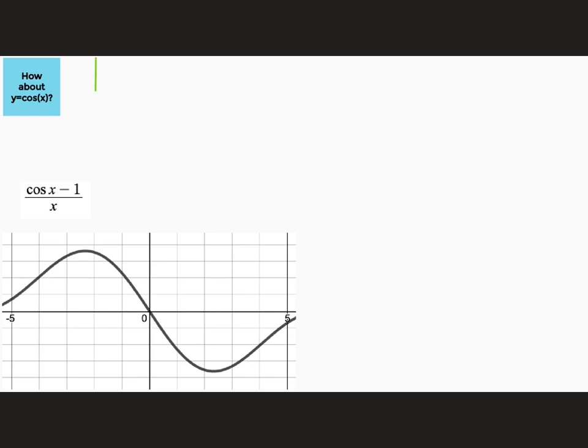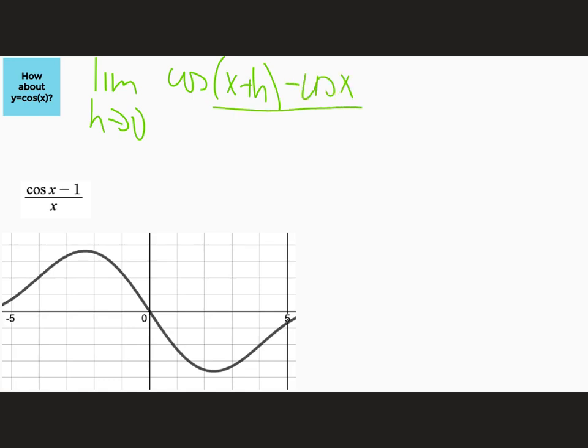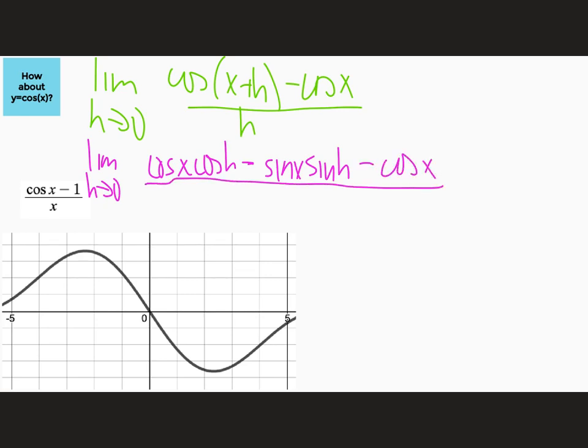But how about cosine? So if the limit as h goes to 0, if we have cosine of x plus h minus cosine of x all over h, I'll try to do better with my spacing this time, don't worry. Well, you should worry because I'll probably mess it up. The limit as h goes to 0, now these are cosine sums and differences, so that's going to be cosine x cosine h minus sine x sine h minus cosine x all over h.